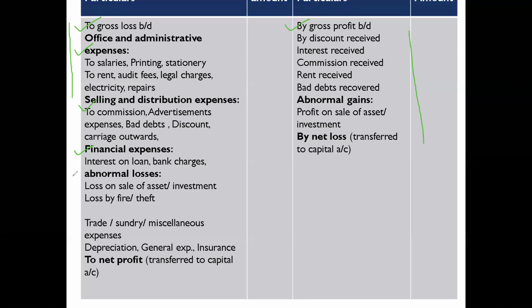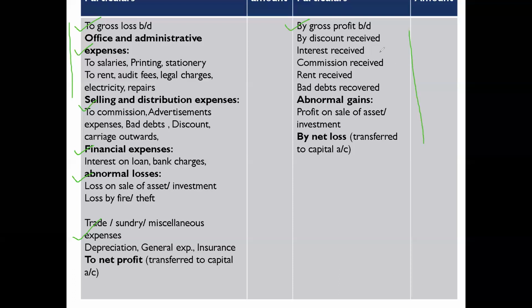Then any kind of abnormal losses, like loss by fire or theft, or loss on the sale of any asset or any investment, any other expenses, depreciation, insurance. So all those expenses, indirect expenses, will be recorded in P&L account. So other than production and manufacturing expenses, which we have already recorded in trading account, all other expenses will be recorded in P&L account.